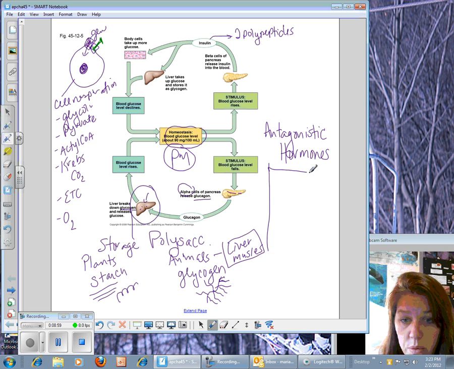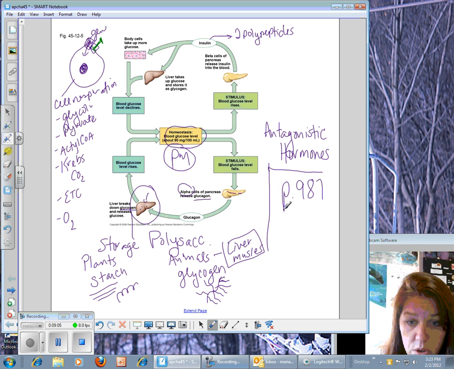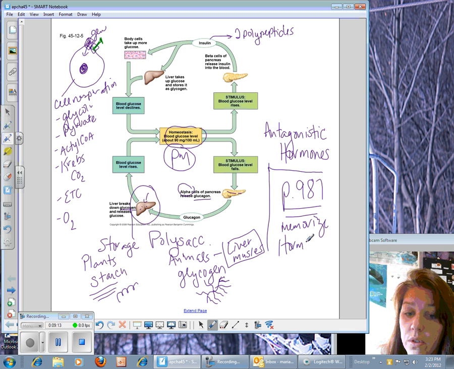You might be wondering, well, what? I got all these notes. What do I have to know from this chapter? On page 987, what you really want to know are, well, memorize the hormones, not the full names if you don't want to, but especially luteinizing, things like that. You can just say LH, TSH, things like that, antidiuretic hormone, ADH, things like that. Memorize your hormones and what they do.